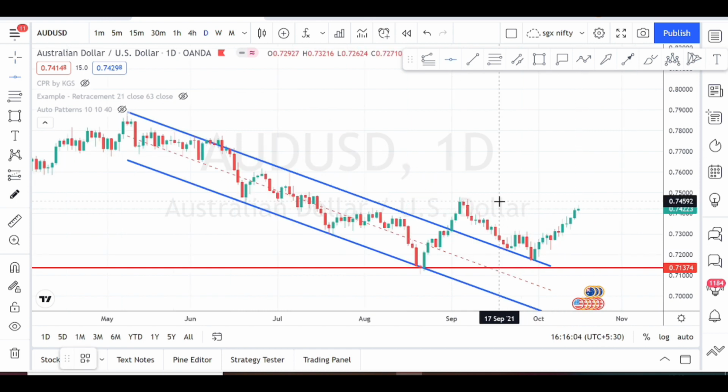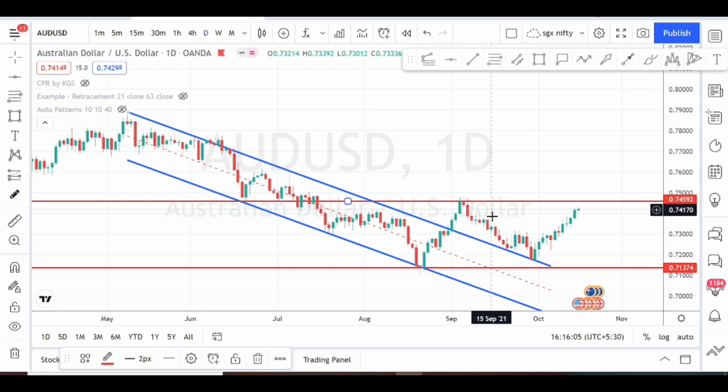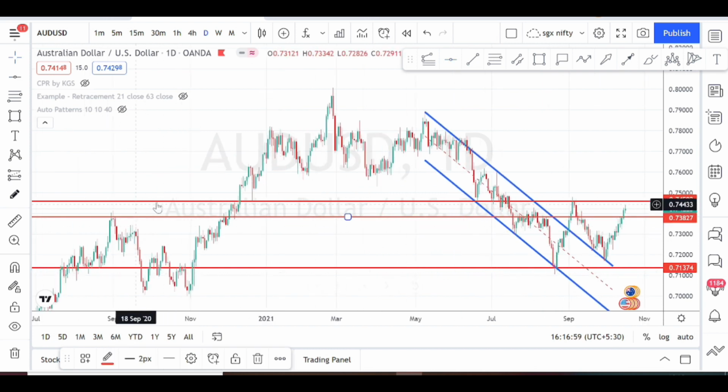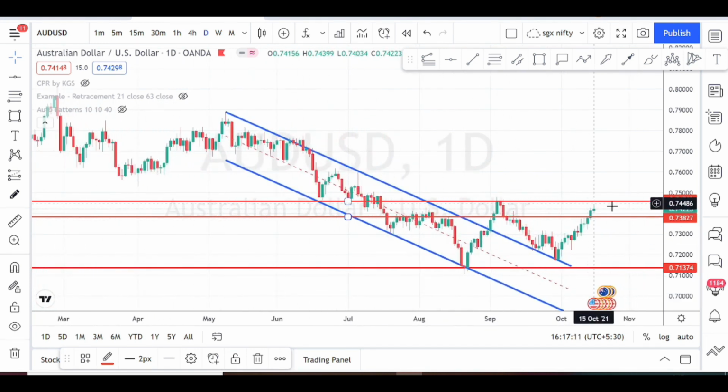When we analyze the resistance, this was the resistance and this was the support here. When we check on the left hand side, we can see that it has a resistance here and presently it has broken this resistance, again retraced. So presently the price is between support and resistance.